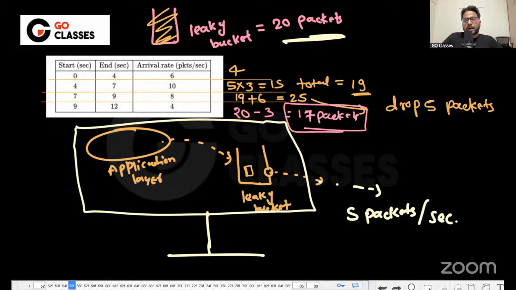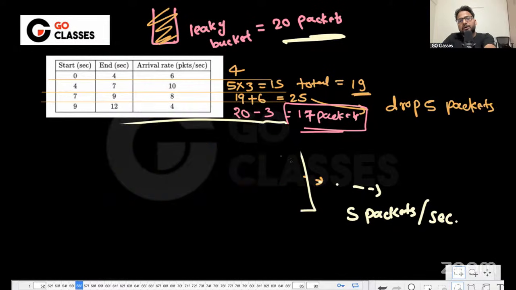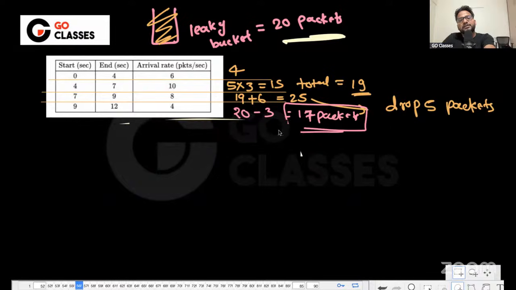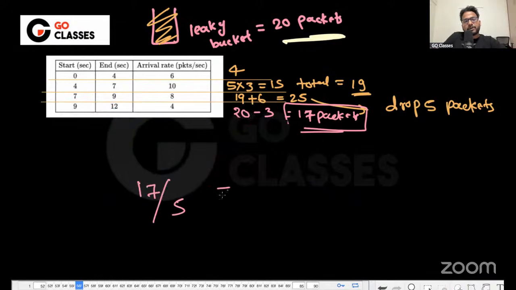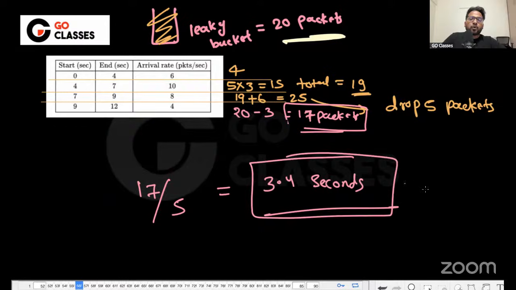So now I only have to send these 17 packets. How much time will I take to send these 17 packets at 5 packets per second? 17 divided by 5, which is 3.4 seconds. So I will be taking 3.4 seconds more after this timeline.